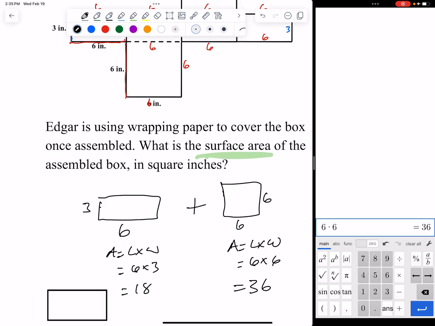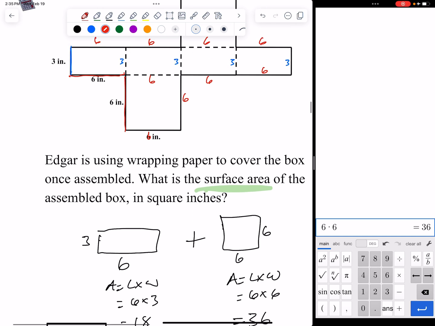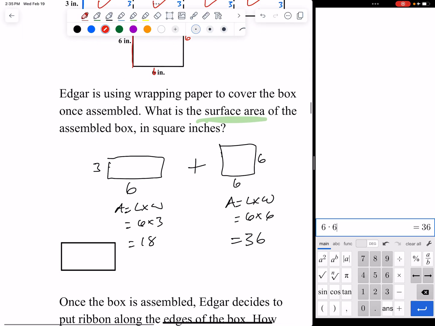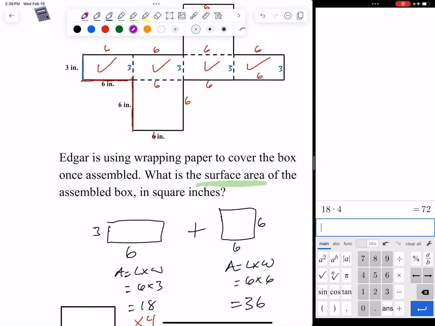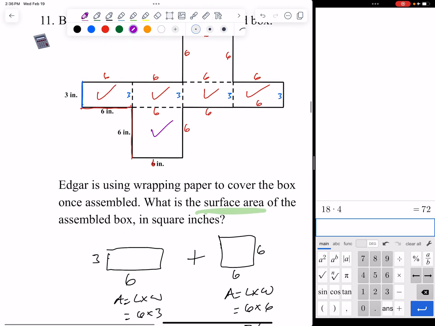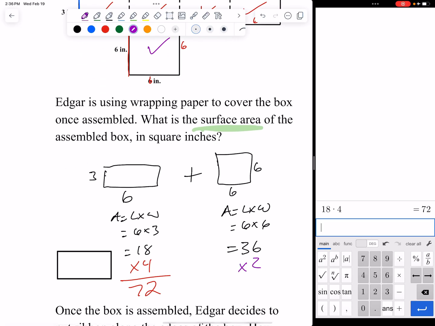Are you thinking something? Did you see that I forgot something? What did I forget? Or what did you forget, in case we both forgot it at the same time? I have 1, 2, 3, 4 of those rectangular shapes. So I need to multiply this times 4. So 18 times 4 gives me 72. And for my squares, it looks like I have 1 and 2. So I need to multiply this times 2. So 36 times 2, and I get 72.